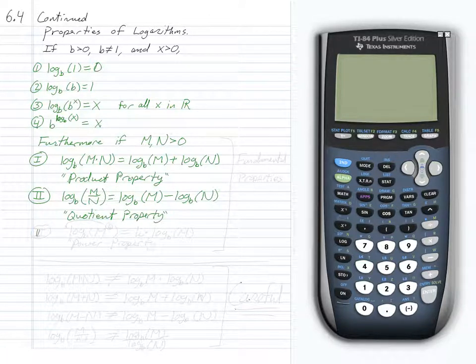Our third new property of logarithms is known as the power property. And it says that log base b of an exponential expression m to the k can be written as k times log base b of m by itself. In other words, we can pull out that value k.